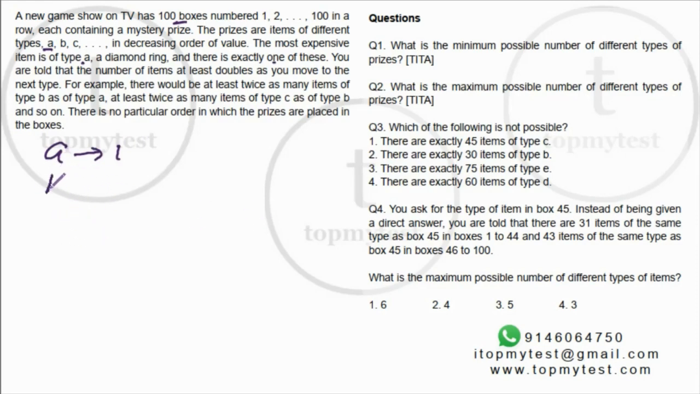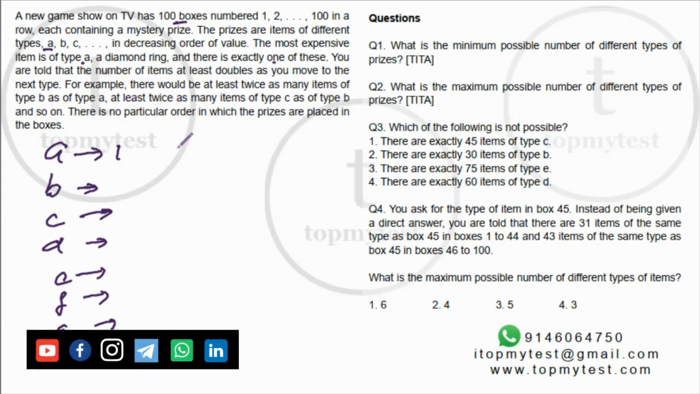So B, how many items are there? We don't know. C, there are some items. D, there are some items. E, there are some items. F, there are some items. G, there are some items, and so on. Right? You're told that the number of items at least double as you move to the next type. For example, there will be at least twice as many items of B as A, and at least twice as many items of C as B, and so on.